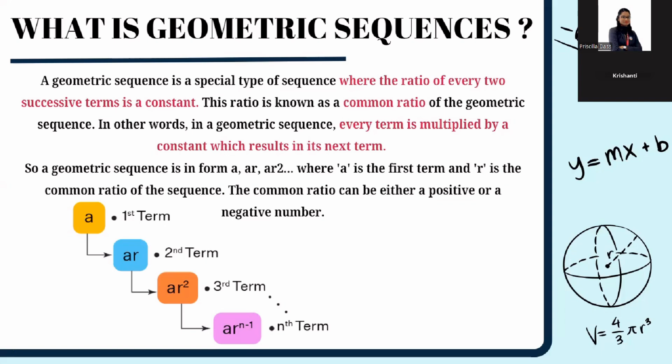So, a geometric sequence has a, ar, ar², where a stands for the first term and r stands for the common ratio of the sequence. The common ratio can be positive or negative.